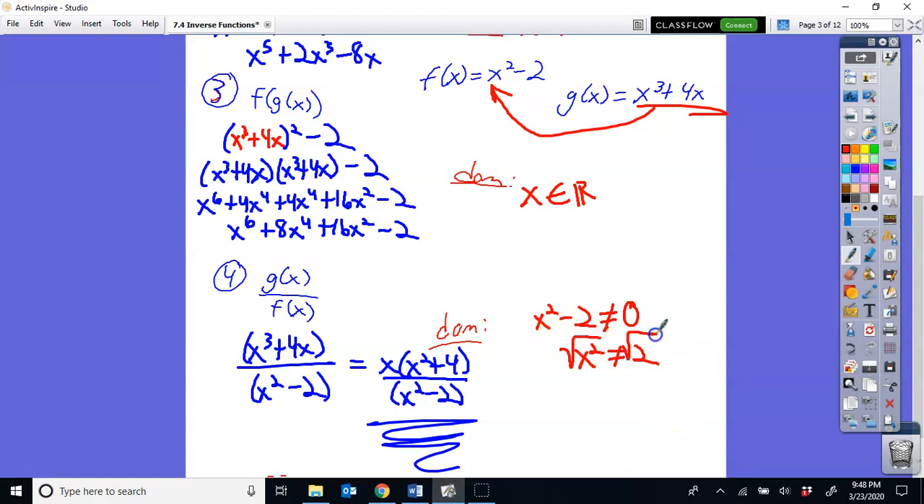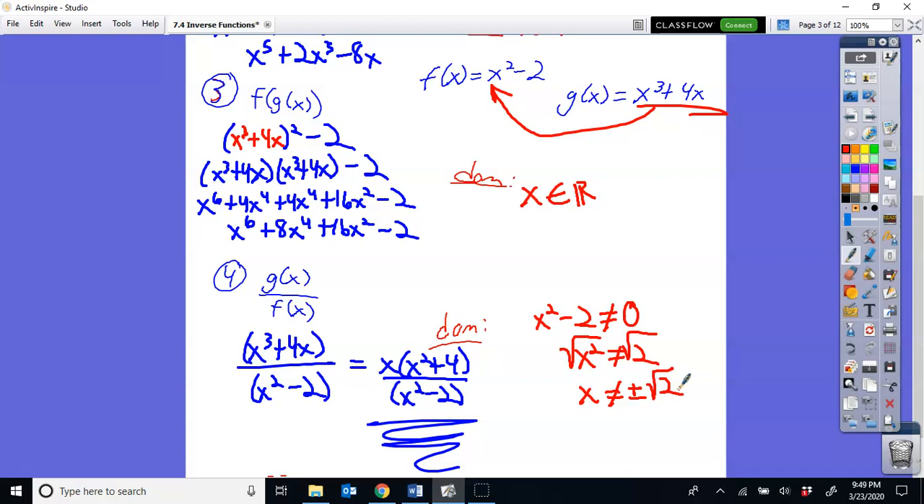Take the square root. Don't forget your plus or minus. The square root of 2 is not a perfect square, so you can leave it as the square root of 2. That means that x cannot be positive square root of 2 or negative square root of 2, because that would make the bottom of the fraction be 0.